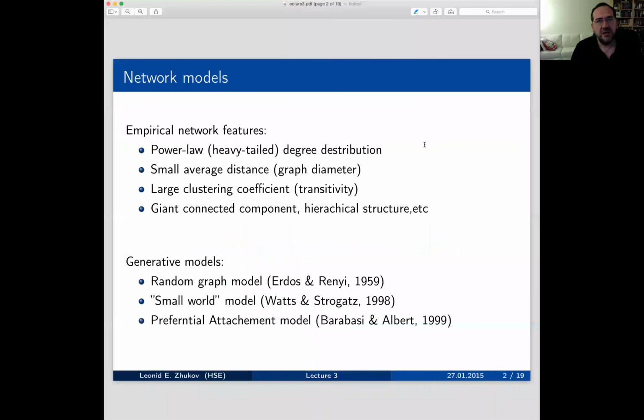So last time we discussed that there are several empirical network features that we see in real graphs. Those include power law, heavy tail degree distribution, small average distance or graph diameter, the existence of large clustering coefficient, which is the transitivity, the fact that if you have two nodes, the probability that they're connected is pretty high, and there is a gigantic connected component that exists in the network.